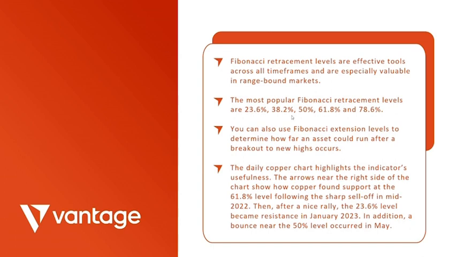These are some of the most popular Fibonacci numbers. We have the 23.6, the 38.2, the 50, the 61.8, and the 78.6. And the 61.8 here is the most important and common one. The others are important, but this one is known as the golden ratio, and this is the one that we certainly pay a lot of attention to, because this is where a lot of traders are interested.